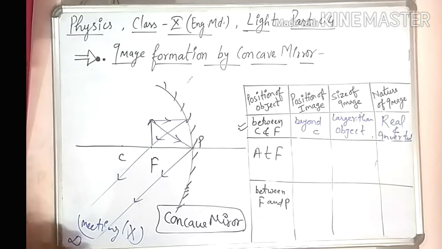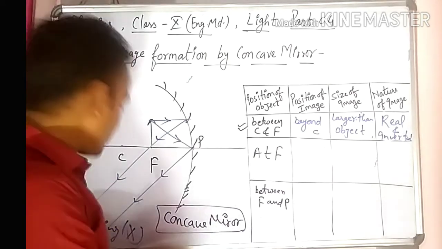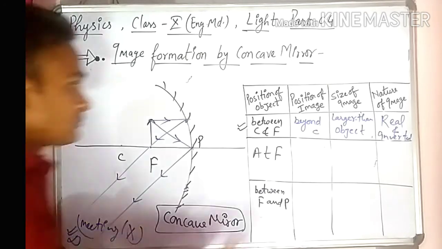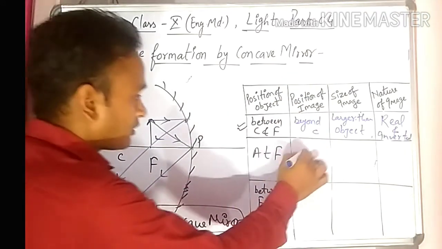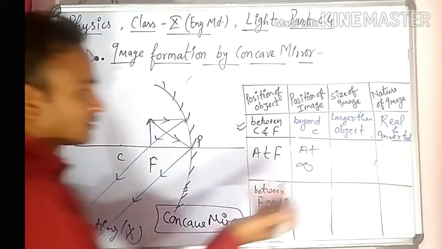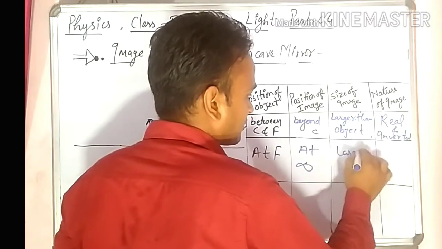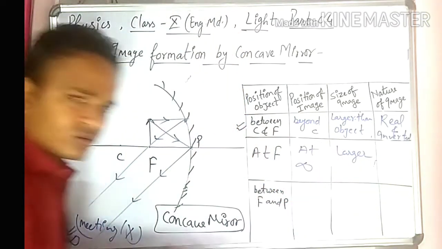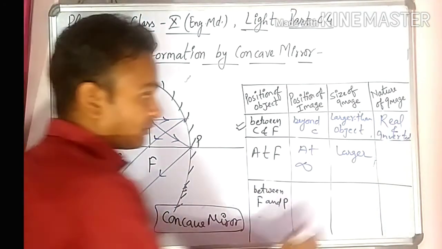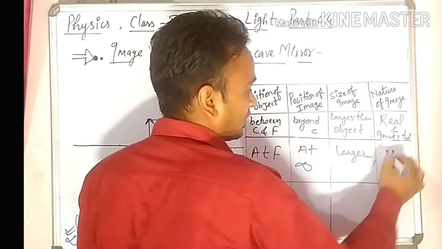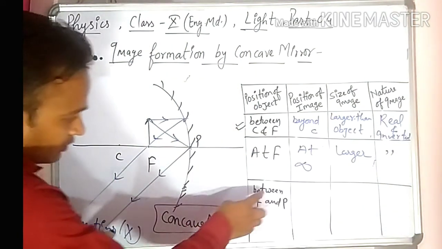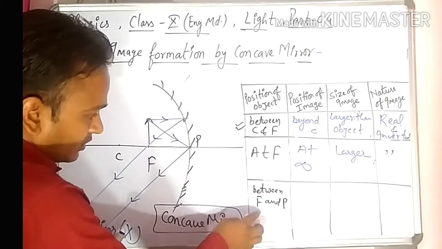That means they will meet at infinity. Position of image: at infinity. Size of image: larger, maybe, because the rays are moving away from each other. Real and inverted.